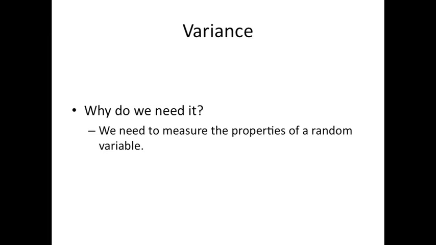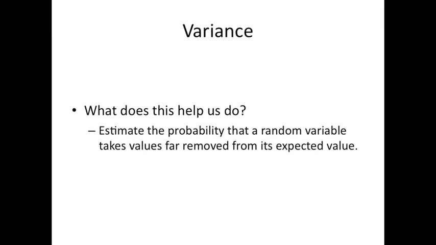Now, why do we want that? We need to know it because given an expected value, we want to know how accurate that expected value is. If it has a large variance, then the expected value cannot really be accurate. You probably won't get that expected value. If you have a very small variance, you would certainly get the expected value that you predicted. What does this help us do? Once again, it lets us know how accurate our calculated expected value is going to be.